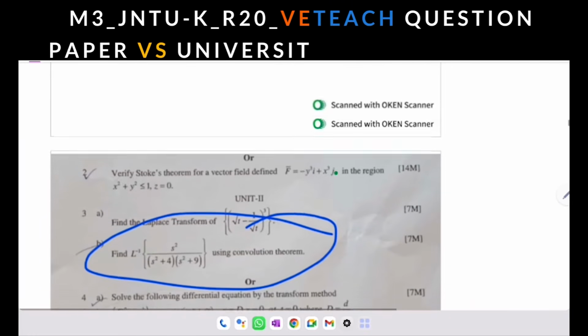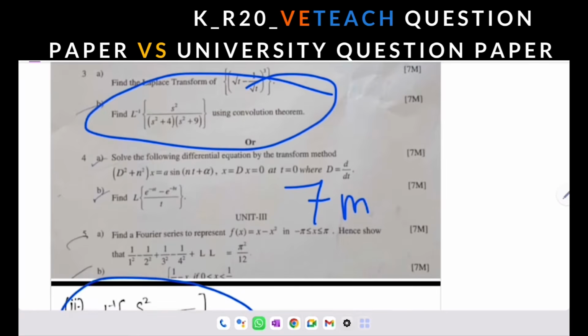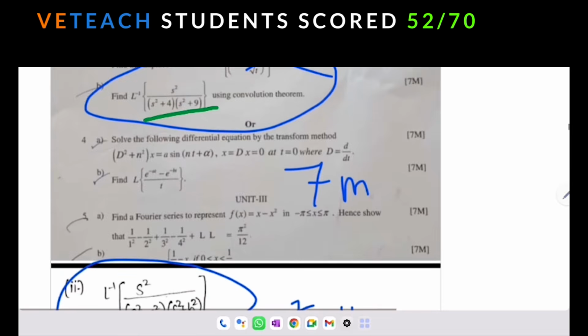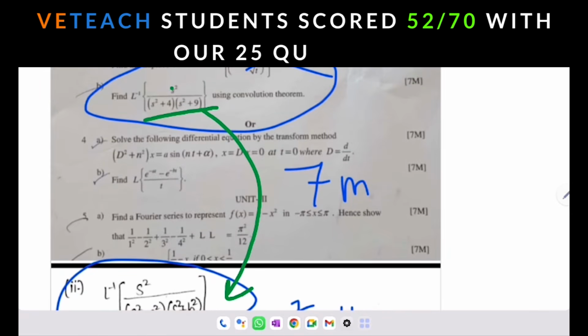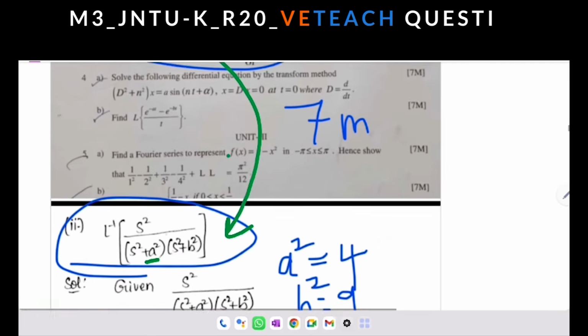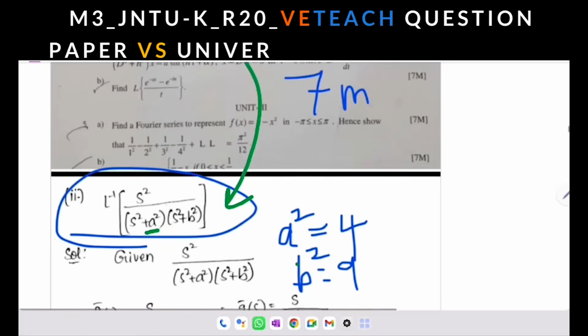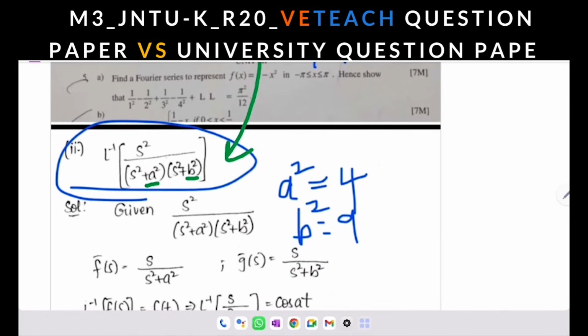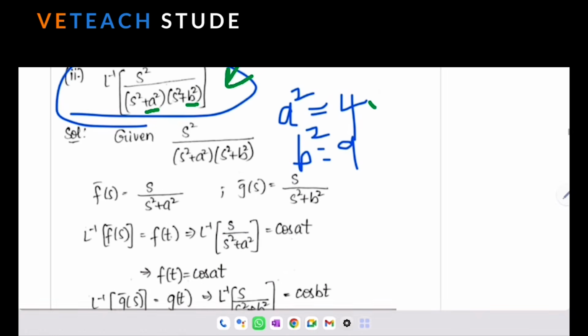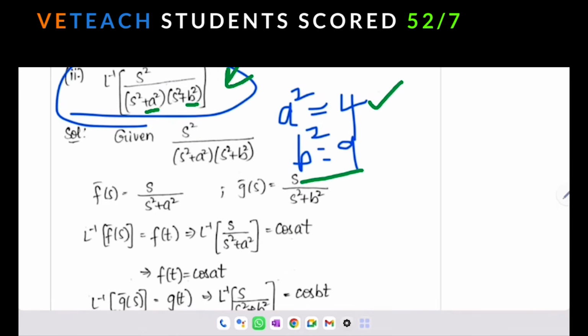Next one, to find out the problem by using the convolution theorem. So evaluate the given integral by using the convolution theorem. The same thing exactly is repeated, just here in place of 4, wherever 4 is there I have given a square, and wherever 9 is there I have given b square. So it is exactly the same thing repeated, but just in place of a square you need to write down 4 and b square as 9. That's it, that will be the answer.